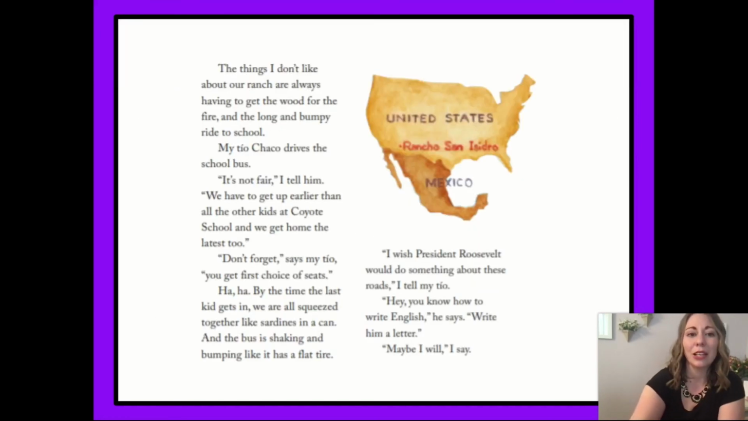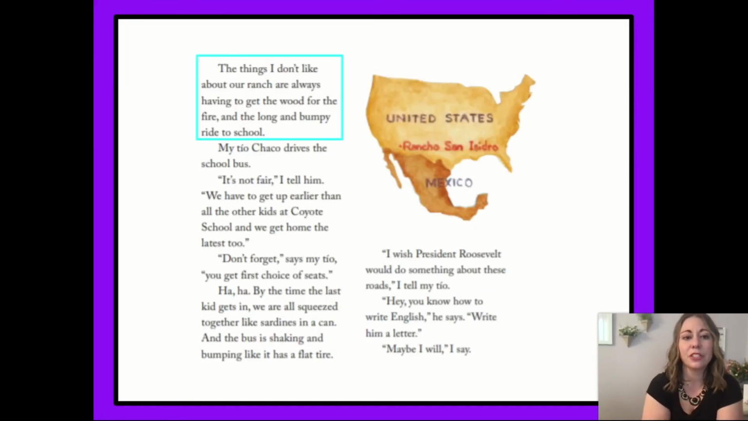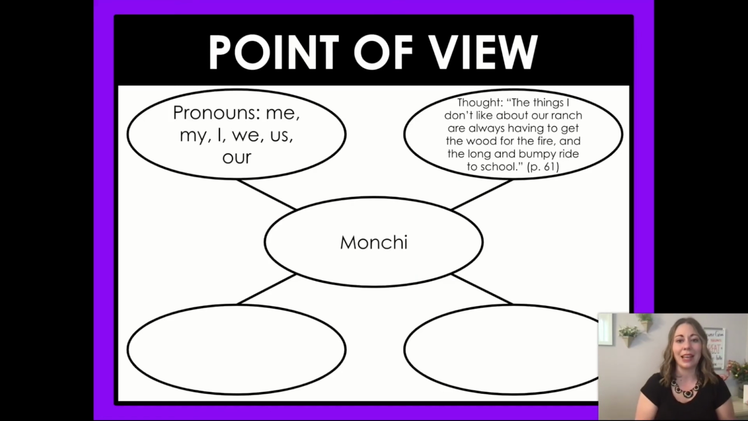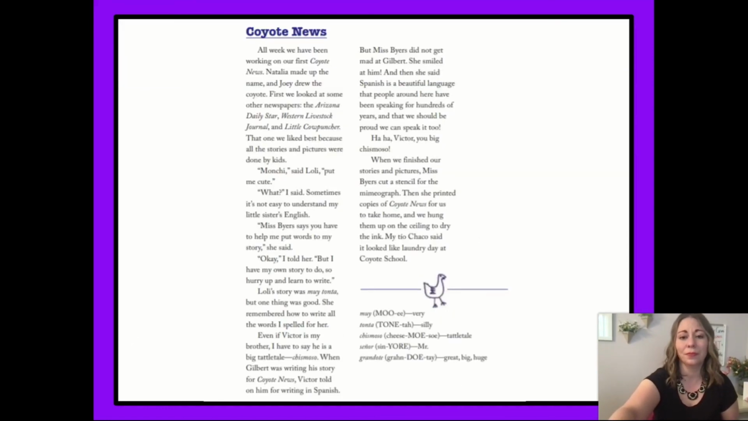But then we can look and see here in this first paragraph, "The things I don't like about our ranch are always having to get the wood for the fire and the long, bumpy roads to school." So Monchi's telling us about what he himself does not like. So we can add that. So we're giving a thought. He doesn't like that he has to get all the wood, and that it takes a long time to get to school.